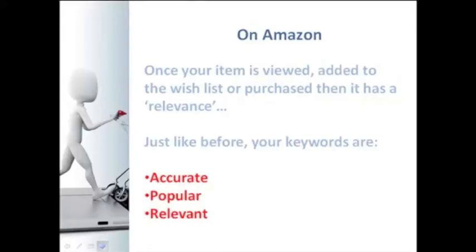Once your item is viewed on Amazon, what might happen then is it could be added to a viewer's wish list, which is where they put items that they might be interested in, again, to come back later. It's a little bit like eBay's watch list. Or again, they might purchase the item straight off there and then. So once again, it has relevance. And so just like before on eBay, your keywords once again are accurate, popular, and relevant.